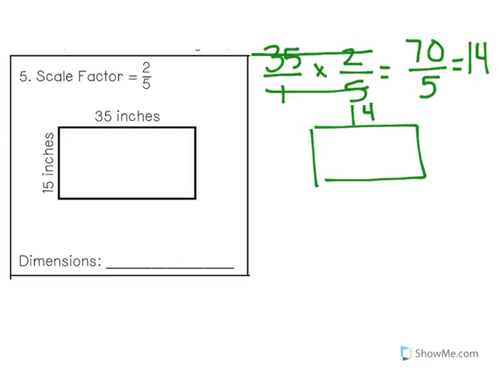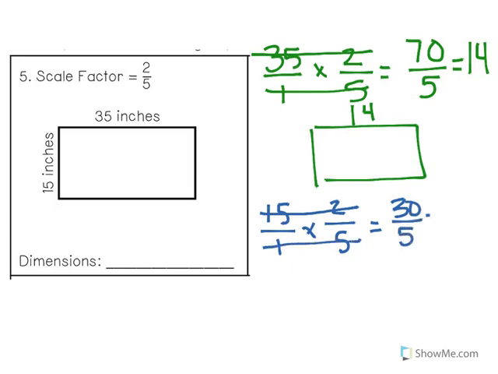For the width, I'm going to do the same thing. 15 over 1 times 2/5. 15 times 2 is 30. 1 times 5 is 5. And 30 divided by 5 is 6. So my width is 6. And so I know my dimensions are 14 by 6 inches.